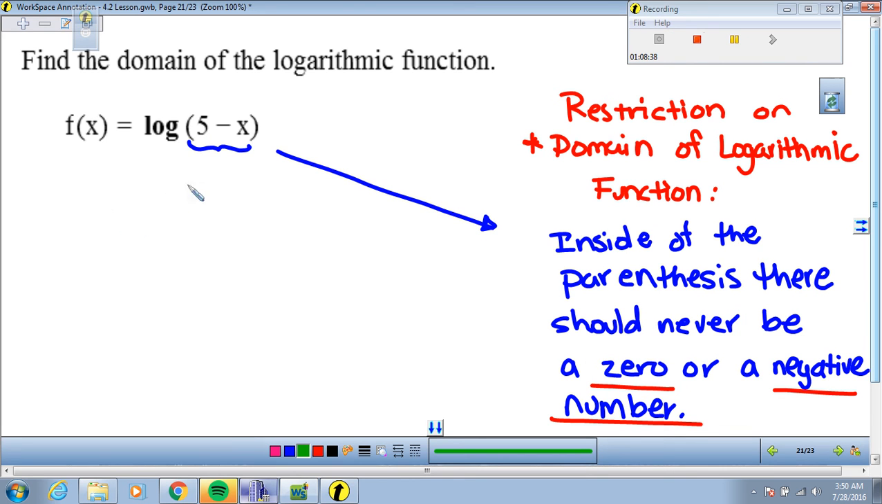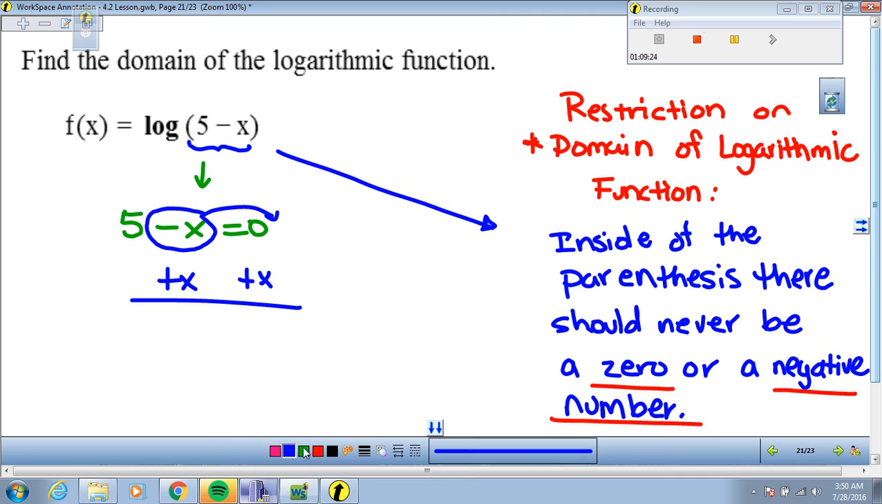To find the domain of a logarithmic function, it's very simple. You get the inside of the parenthesis, you set it equal to 0, and you solve for x. So why don't you simply move this x to the other side by adding it? And that's it, you're done. It's solved for x. The x is by itself on the other side. So x equals 5. Now, is this the answer already for the domain?